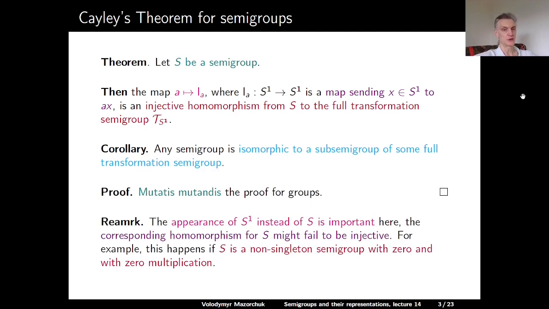Remark, the appearance of S upper 1 and not of S in this theorem is important because the corresponding homomorphism for S might fail to be injective. We will always get a homomorphism to the full transformation semigroup. However, if S is a semigroup and not a monoid, then this homomorphism might fail to be injective. So for example, if we take as S a non-singleton semigroup with 0 and with 0 multiplication.